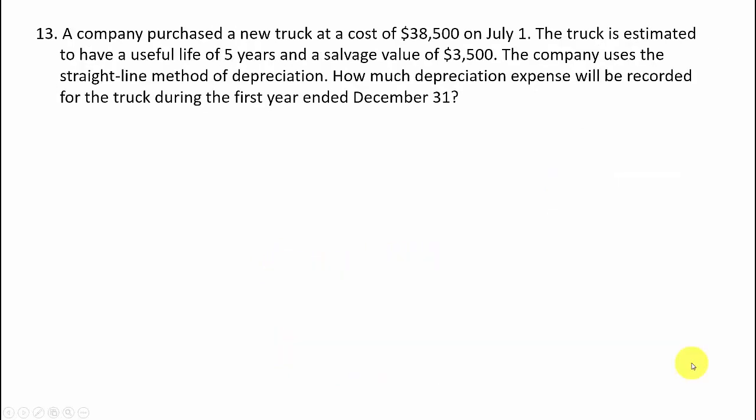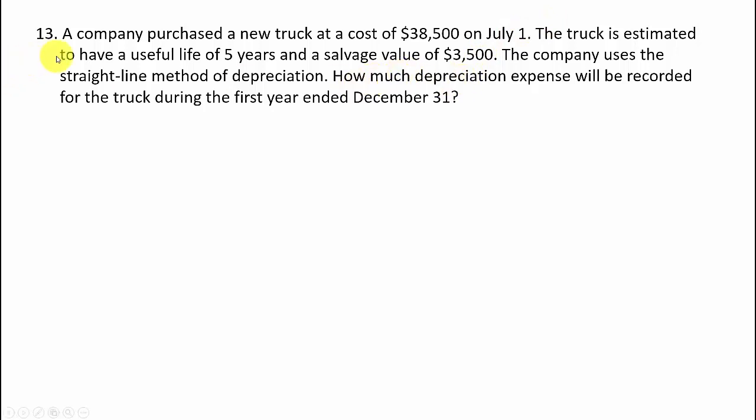Number 13. Company purchased a new truck at a cost of $38,500 on July the 1st. Companies don't buy things usually for full 12-month periods. They buy them whenever they need them. In this case, it happened to be July 1st.